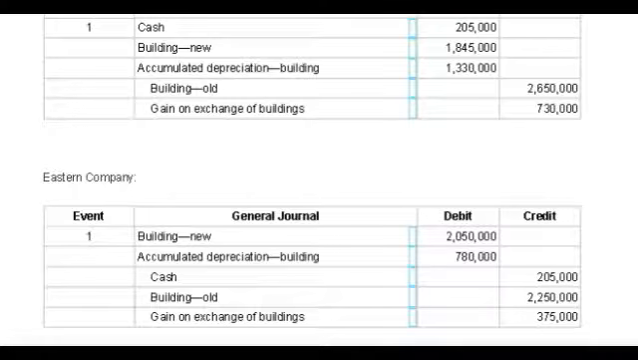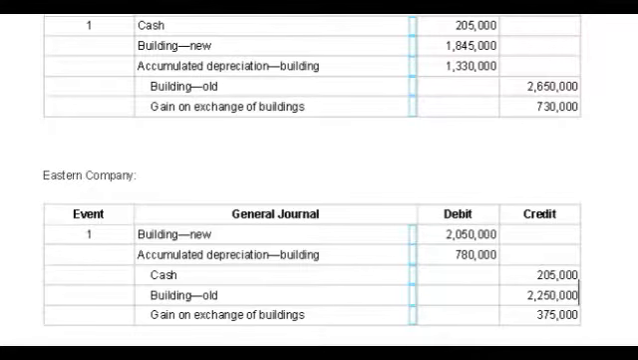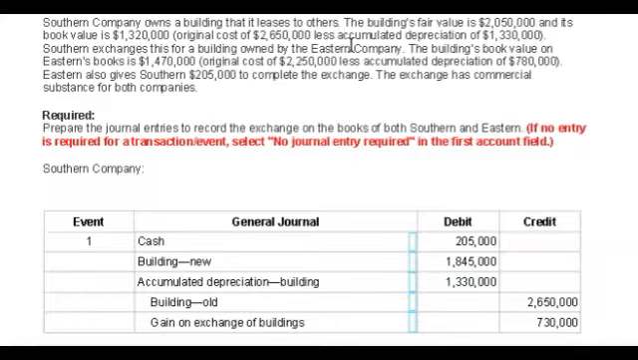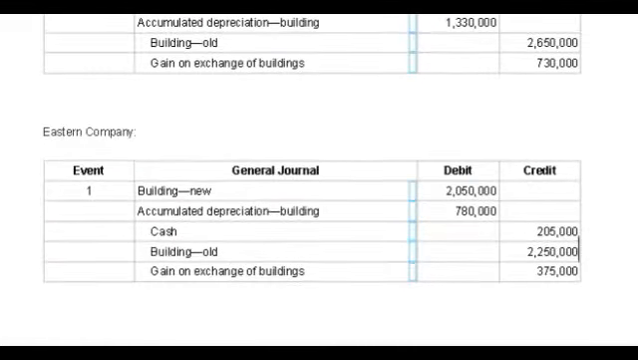So again, how do we calculate gain or loss? It's the fair value that you have received, or proceed you have received, minus book value. So the fair value was 1.845 and the book value was 1.47. So 1.845 minus 1.47 would give you $375,000.